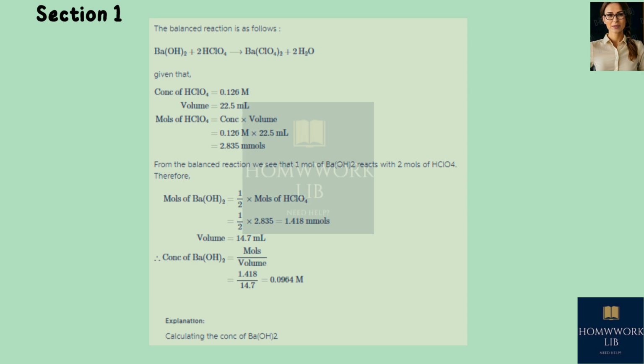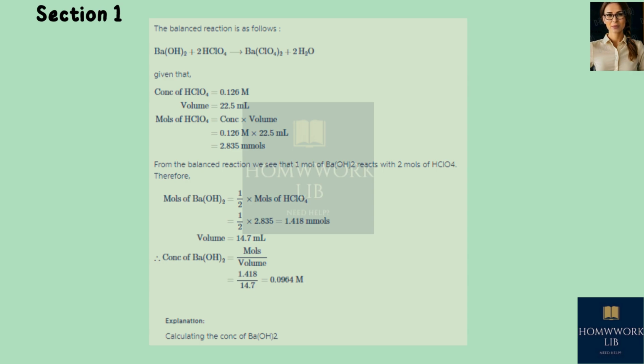From the balanced reaction we see that 1 mole of barium hydroxide reacts with 2 moles of HClO4. Therefore, moles of Ba(OH)2 equals 1/2 times moles of HClO4 equals 1/2 times 2.835 equals 1.418 mmol. Volume equals 14.7 milliliters. Therefore, concentration of Ba(OH)2 equals moles over volume equals 1.418 over 14.7 equals 0.0964 M.